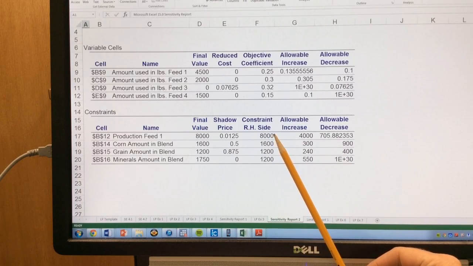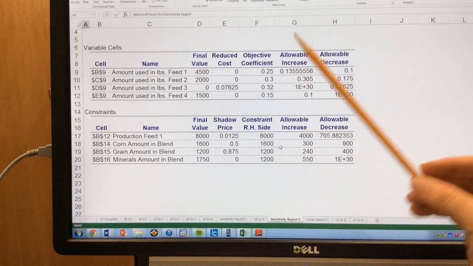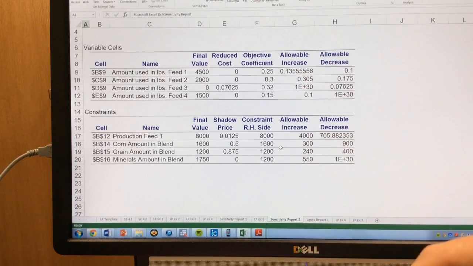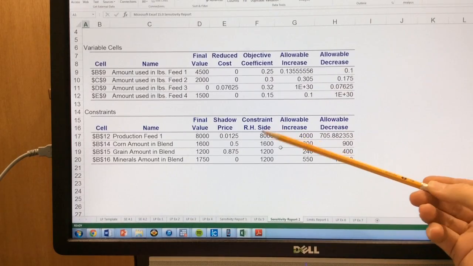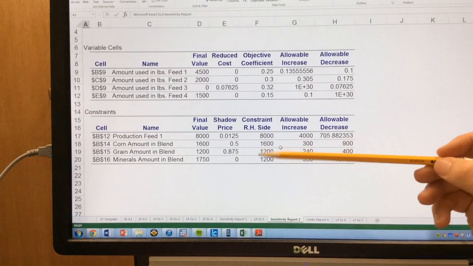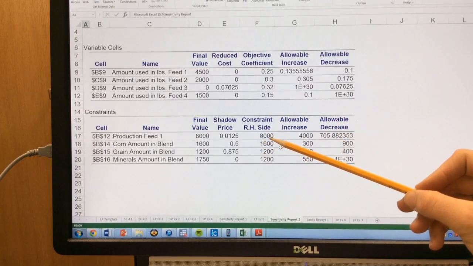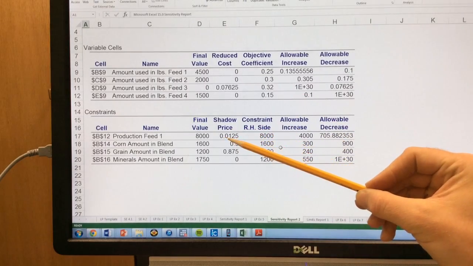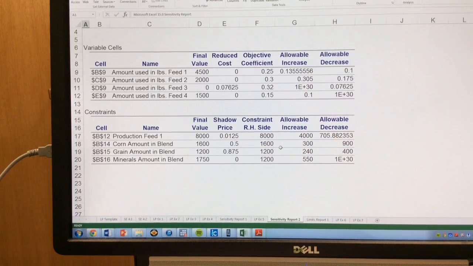Suppose the company, the customer of Morningstar, would say we want a feed with 8,001 pounds. Well, if they wanted one additional pound, that'll cost us about a penny and 25 hundredths of a penny. So if they wanted to increase this by 1,000, it would raise our cost by $12.50. So we should charge them at least $12.50 to do so.